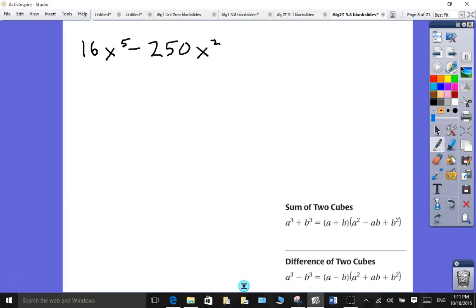So we're going to factor out a 2. We're also going to factor out some x's. How many x's are in common? 2. Right, so we're taking out 2x squared. What's left when I factor out a 2x squared from the first term? Well, it should be 8x to the third. And what's left when I factor 2x squared from the second term?